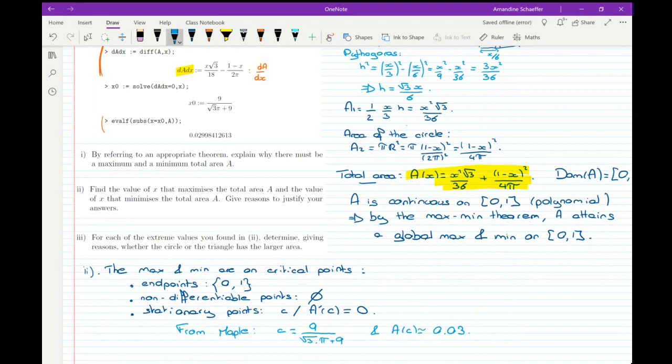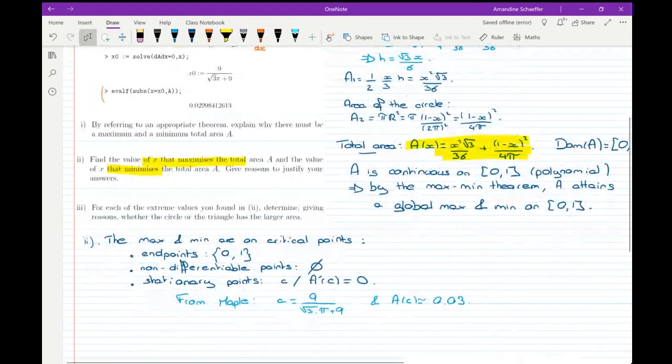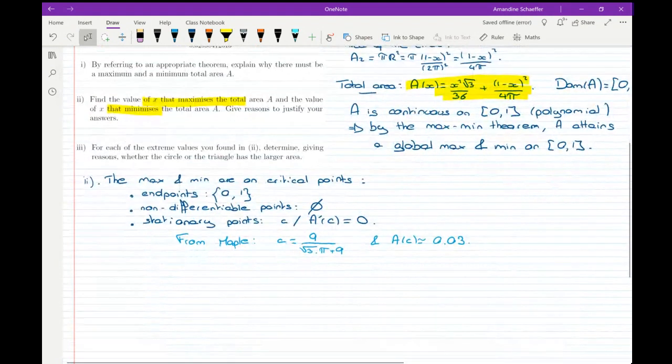Okay, so let's have a look at the question again. Find the values of x that maximize and minimize the total area. Okay, so we know that the max and min are going to be at critical points. Now we need to compare them to see which one is going to be the value of x for which we get the max, which one is going to be the one for which we get the min. So values of A at the critical points.